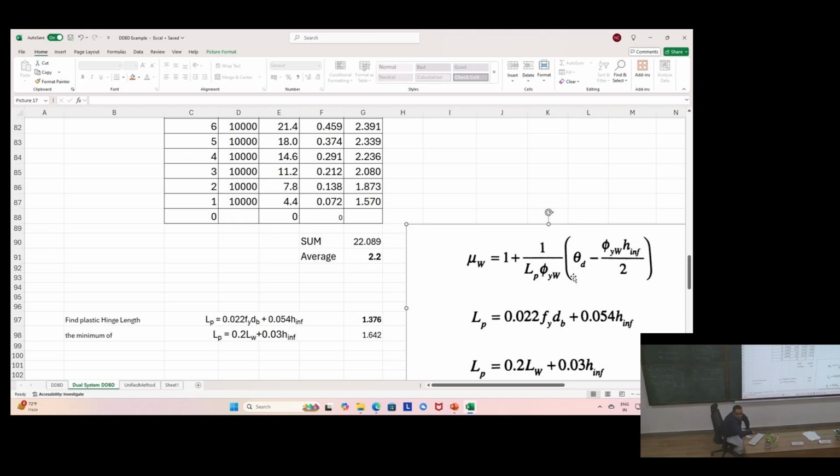Following so far? Let me know when you find out. Yes. FY will be 500 and DB will be 20 millimeters. It's the diameter of the rebar.